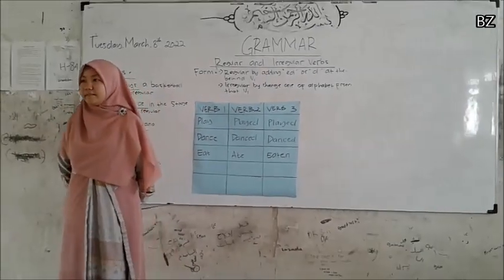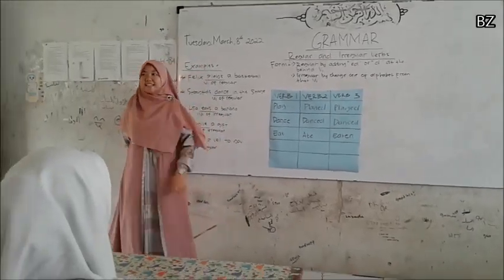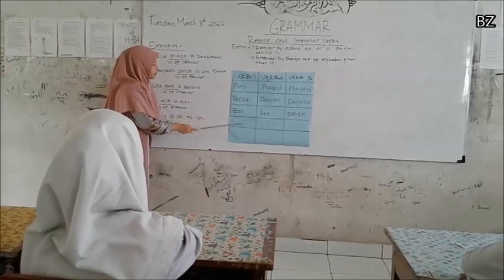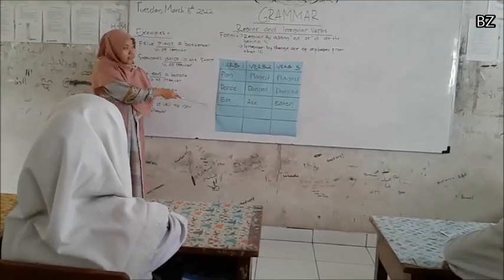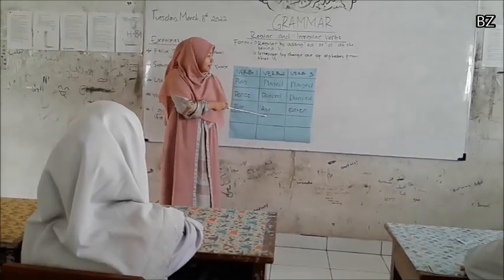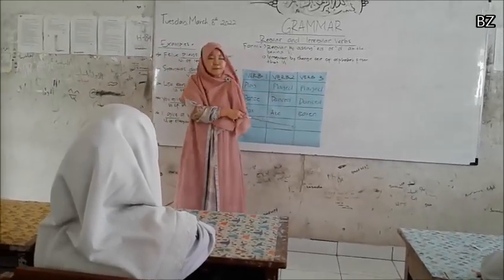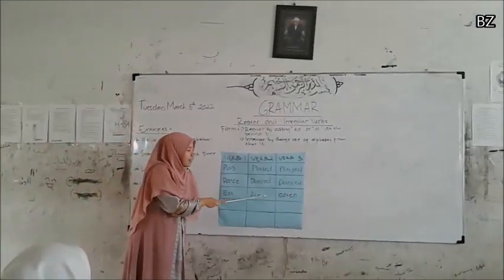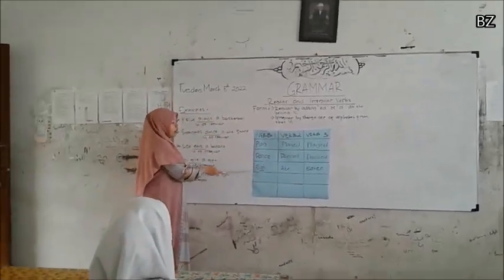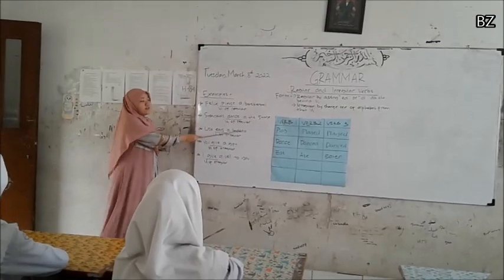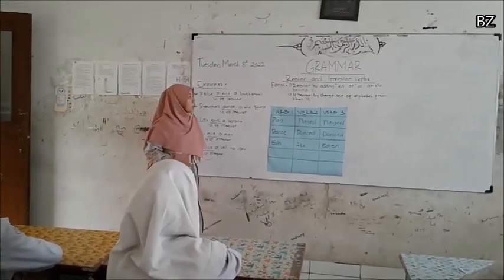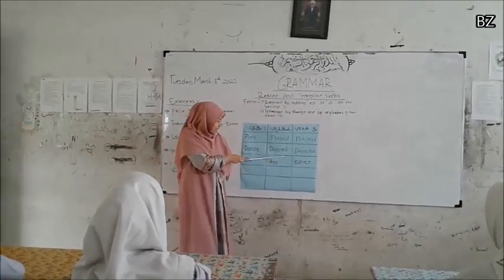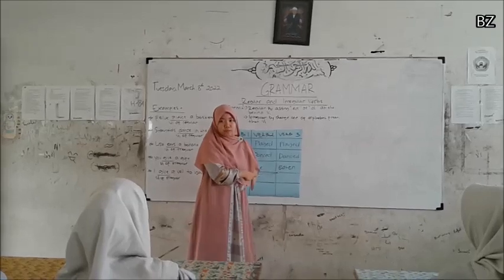Have you understood? Yes. Alright. Now look at the third verb. The verb 1 is eat, and the verb 2 is ate. Verb 3 is eaten. Why can it be ate and eaten? Because eat is an irregular verb. So we change the verb eat to be ate, and ate to be eaten.